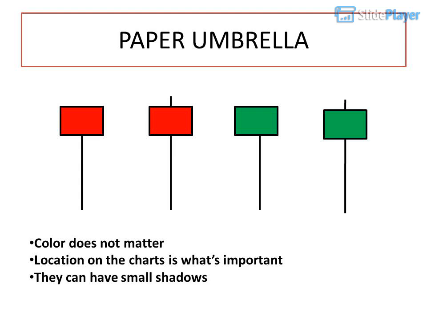Paper umbrella. Color does not matter. Umbrellas can have tails and color doesn't matter. Location on the charts is what's important. They can have small shadows.